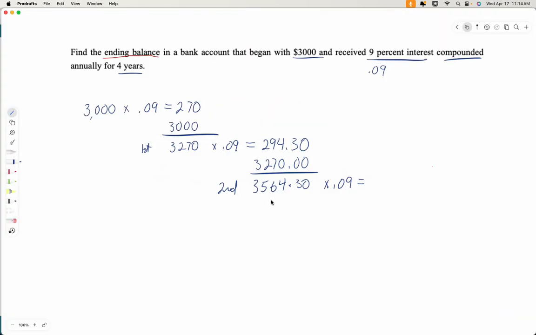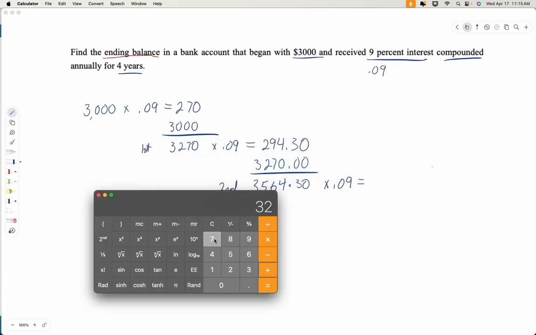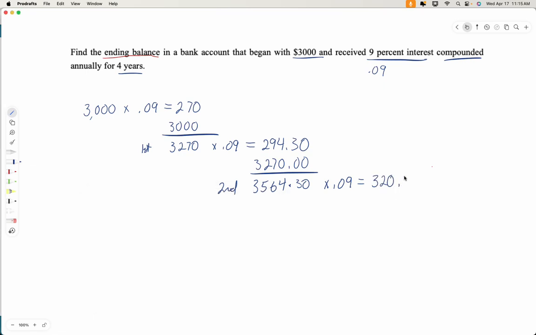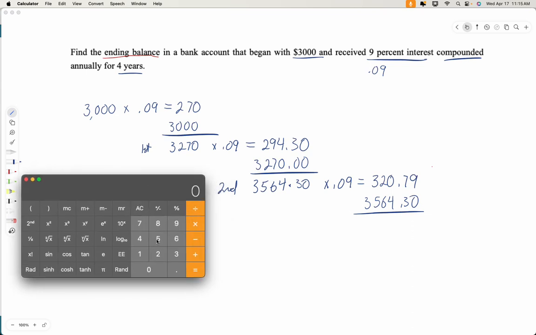Oops, wrong thing. That's the thing we want. So we're going to add our 3,270 back. Now we have this balance. Now we're going to multiply that times 0.09. And that's going to be 320, and we're going to round this to 79 cents. So 320.79. When you're dealing with money, we always round to 2 decimal places, right? Because that's the way money works. We only have 2 decimal places for change. We don't have 3. So this is our amount of interest that we earned at the end of the third year. So we're going to add this back. 3,564.30. I'm just going to go ahead and do that on the calculator for the sake of making life easy. 320.79 plus 3,564.30, $3,885.09.